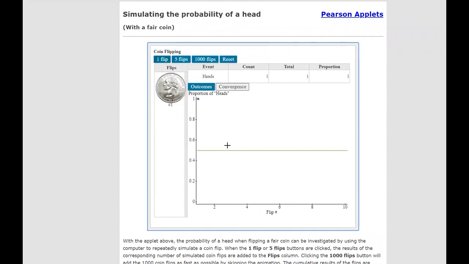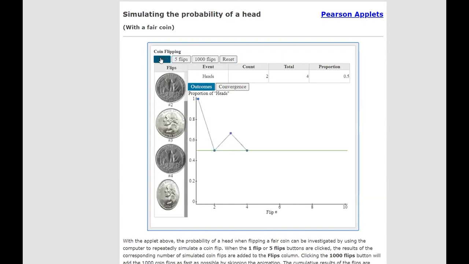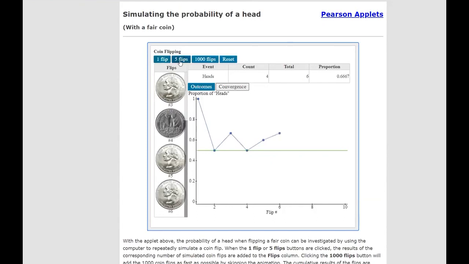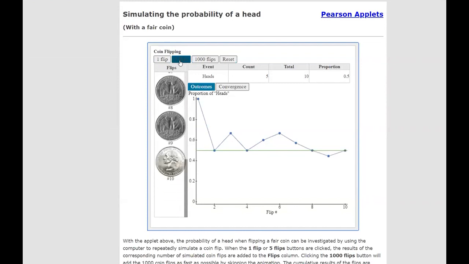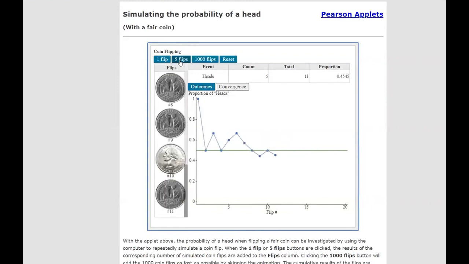What is the probability of head? Let us flip it one more time. We can continue this process. We can flip it 5 flips. Very well. Do you see that? Do you see the oscillation between these points?